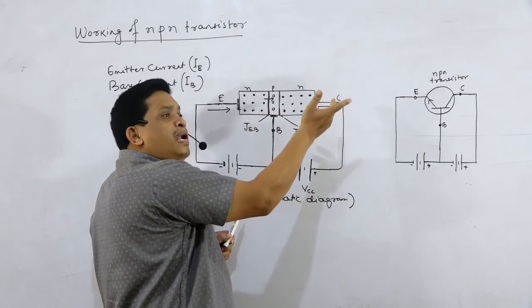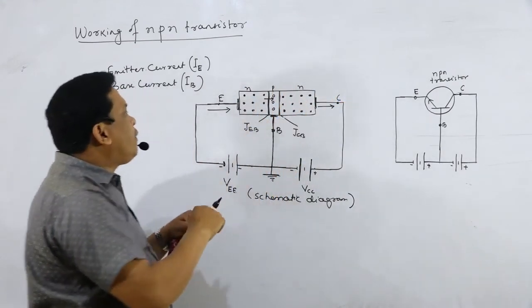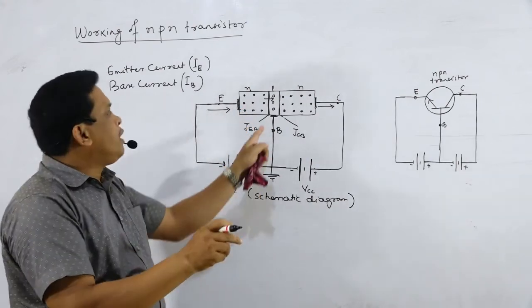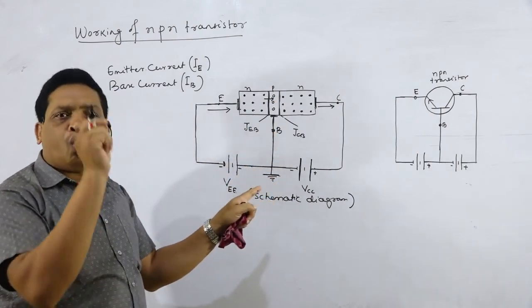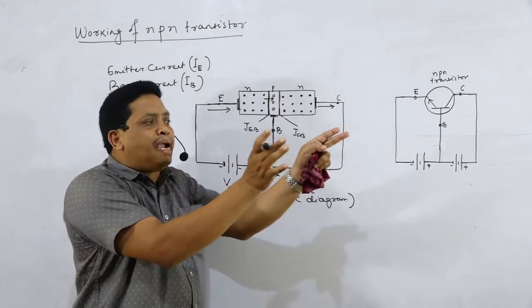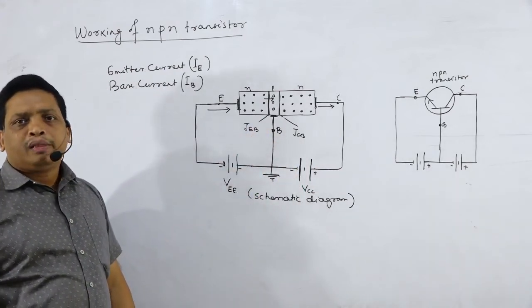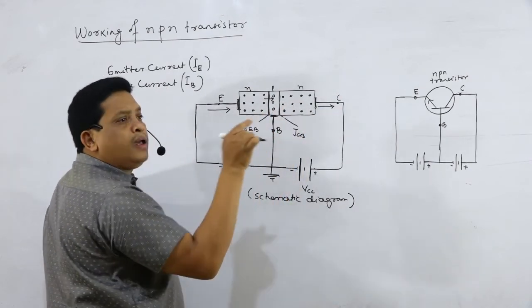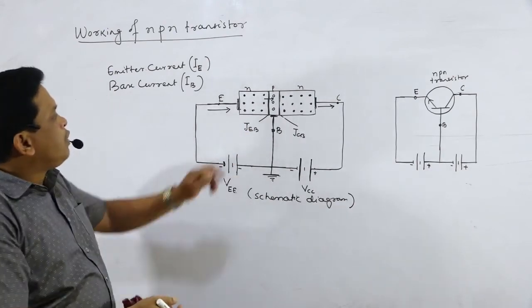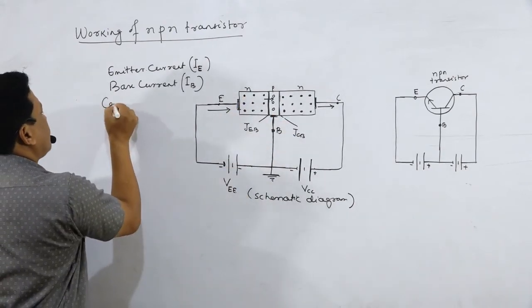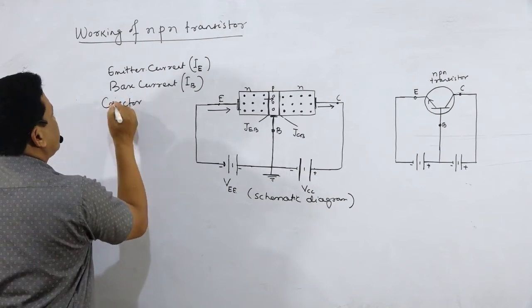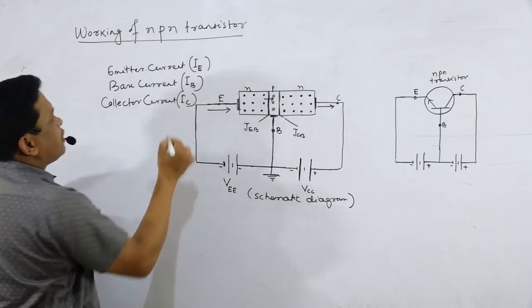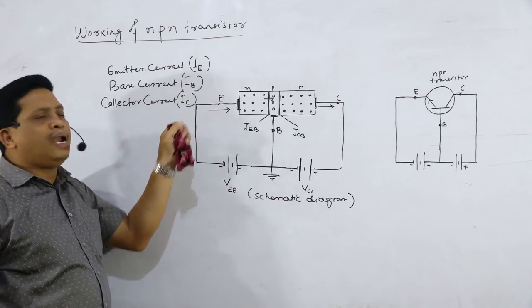But 95 electrons reach the collector. So out of 100 electrons pushed from emitter section, 5 electrons combine with the holes in the base region and the remaining 95 electrons reach the collector. Therefore, the collector current flows due to the flow of electrons. Okay? So, we get 3 types of current here. What are these 3 currents? Emitter current, base current, collector current.